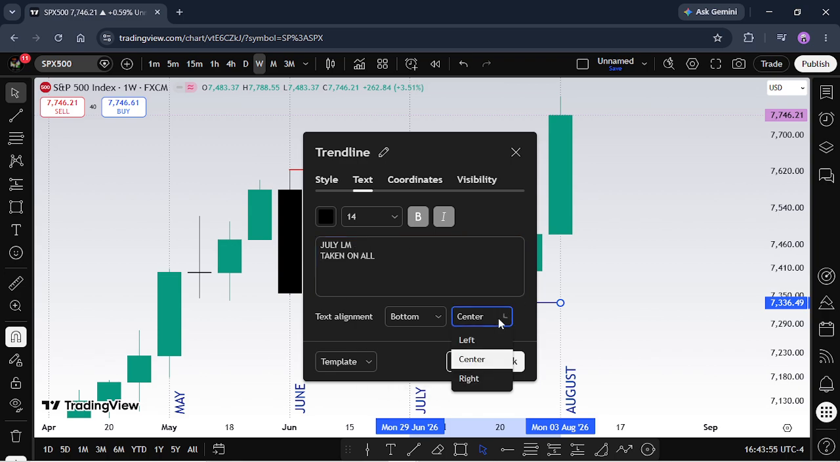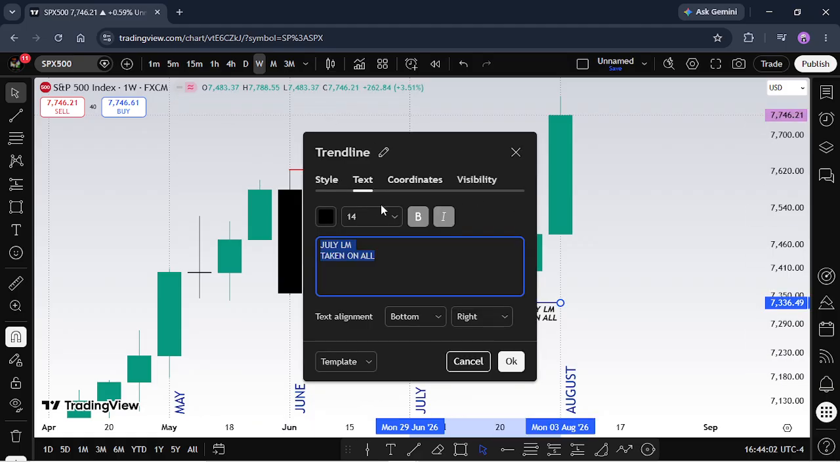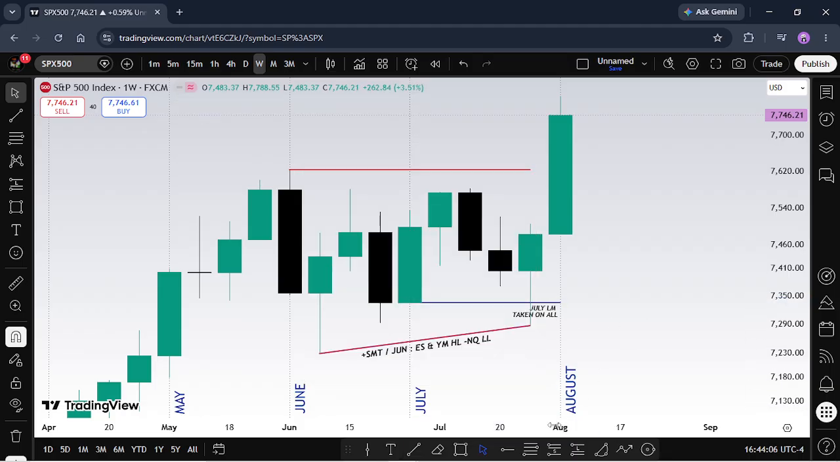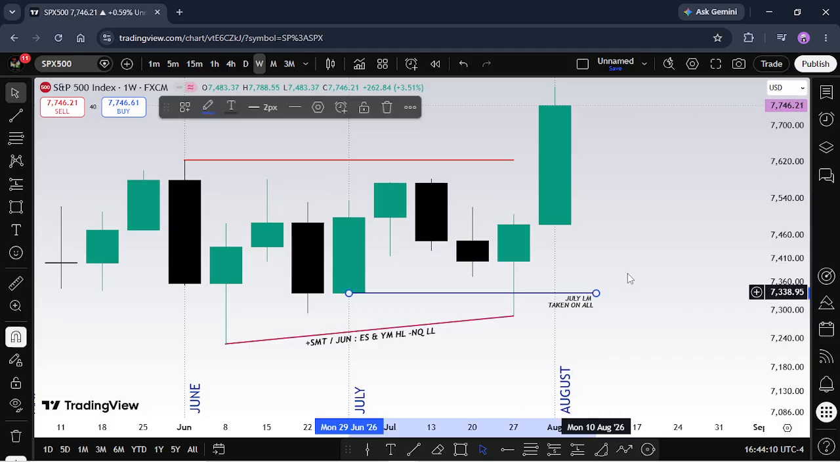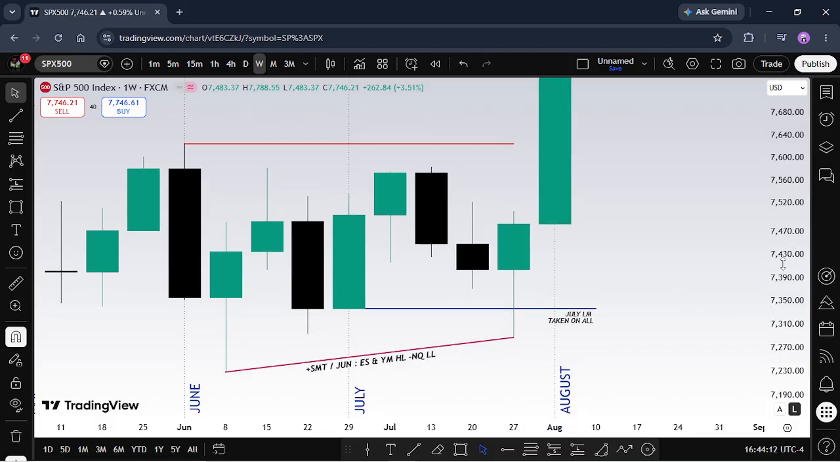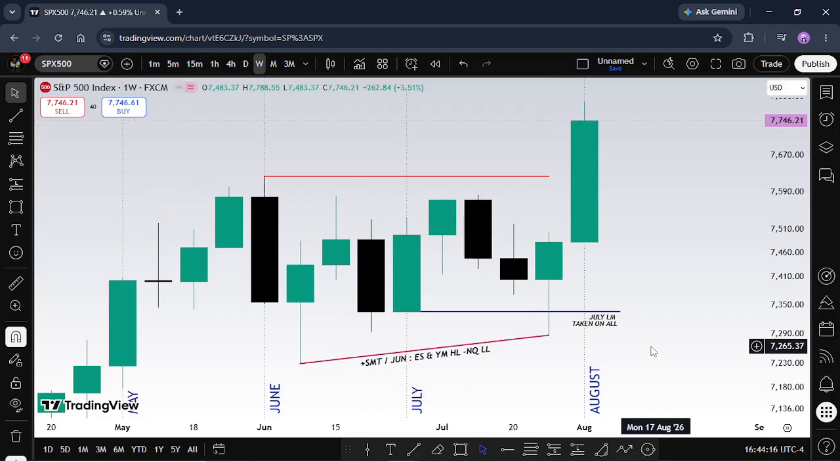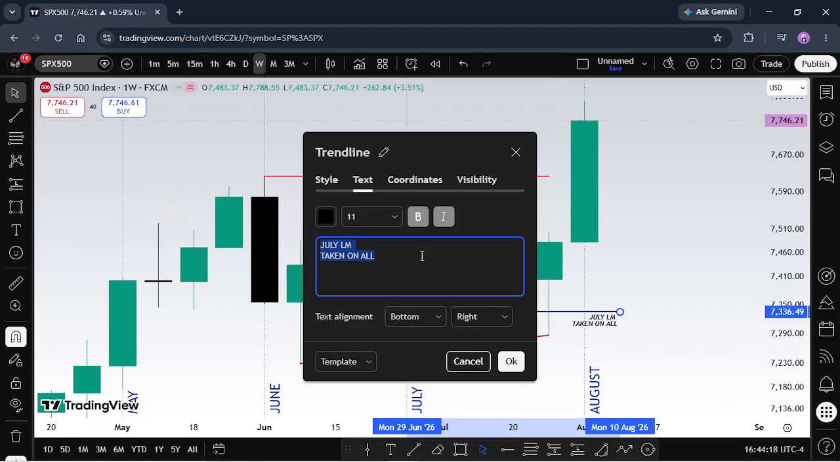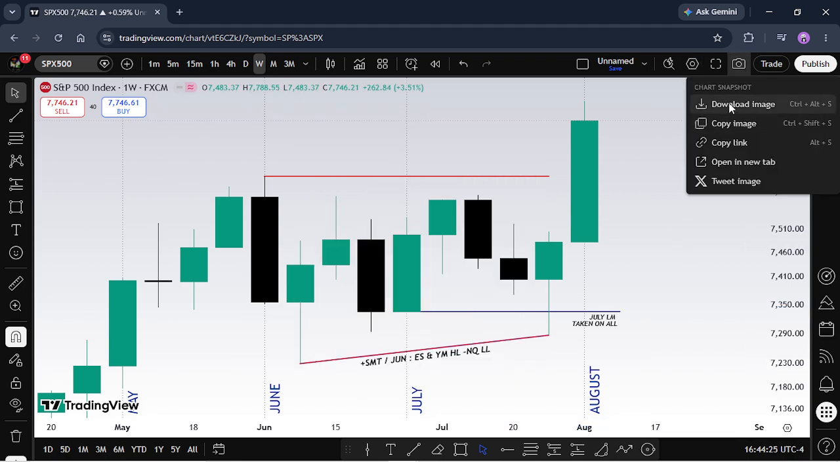Right, you're gonna see. Now the font, change it a little bit. Font size, make it 11. Yeah, looks a little cleaner. And then move that. Yeah, I want it to be like this. And let me copy that. Alright, take a screenshot of that.